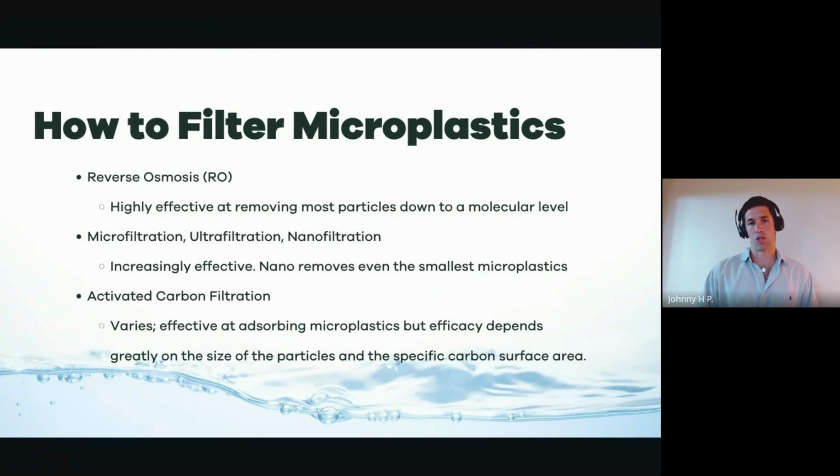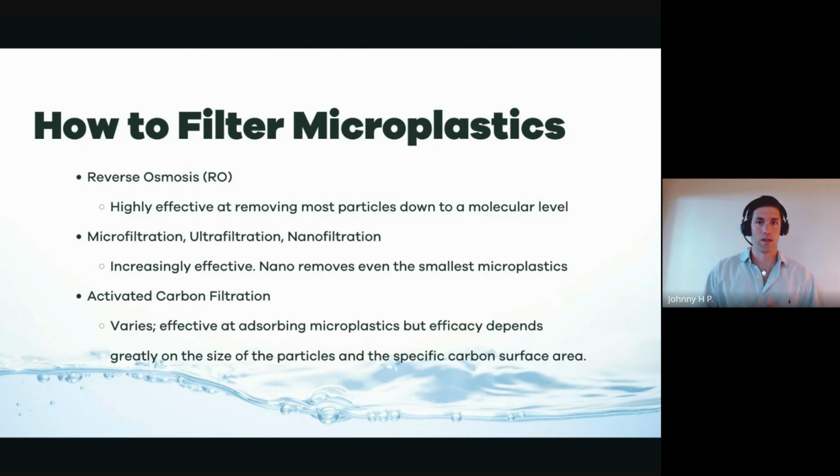First and foremost, reverse osmosis. Reverse osmosis systems are going to be highly effective at removing almost all particles at the molecular level and above. That means on that chart we looked at with microplastics earlier, just about all microplastics are going to be excluded effectively from a reverse osmosis filtration system. That being said, a lot of people don't want to buy and own and maintain a reverse osmosis system, so you might be wondering what other options are out there.